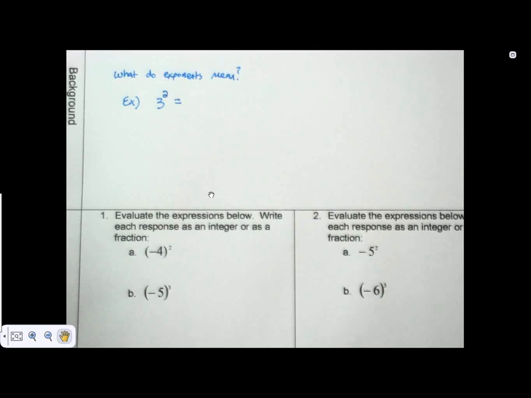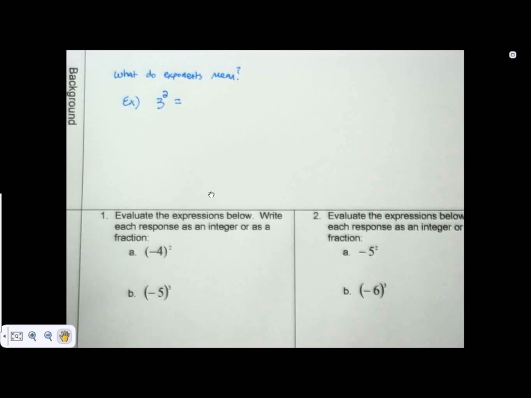Welcome. In this video, we'll be discussing how to evaluate expressions with exponents. So first of all, what does an exponent mean? What does it do for us? Well, an exponent is just a shorthand way of writing out a multiplication problem.